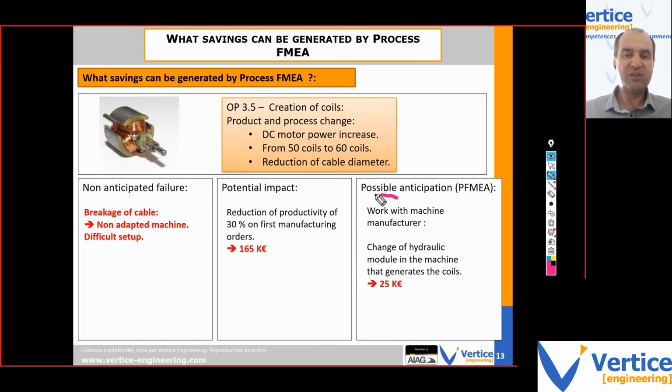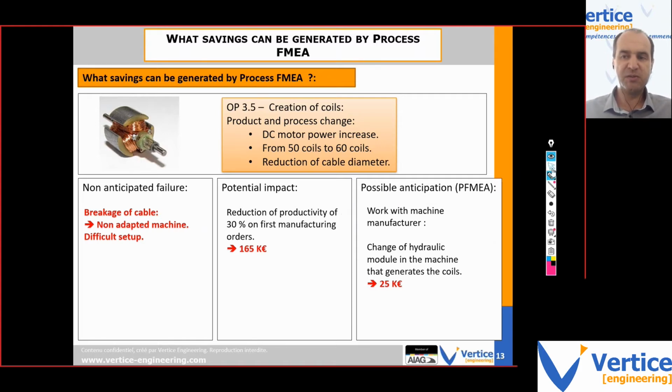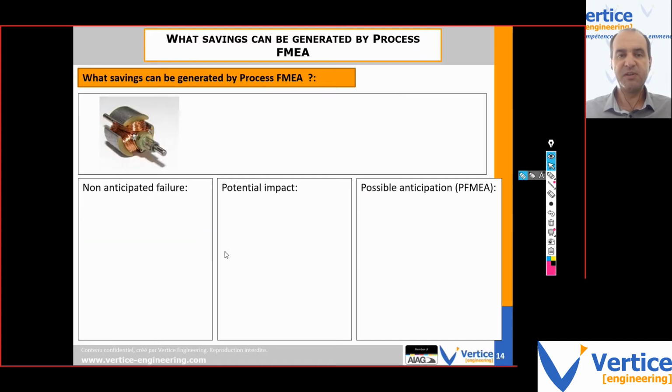Whereas identifying this issue early in Process FMEA would have enabled us to rework the hydraulic module of the machine with the machine manufacturer early on, change maybe the module so that the force is lower, so the cable does not break, and it's easier to set it up. Okay, again, you see a 1 to 10 ratio between the anticipation cost and the problem cost. This is why Process FMEA is really valuable.